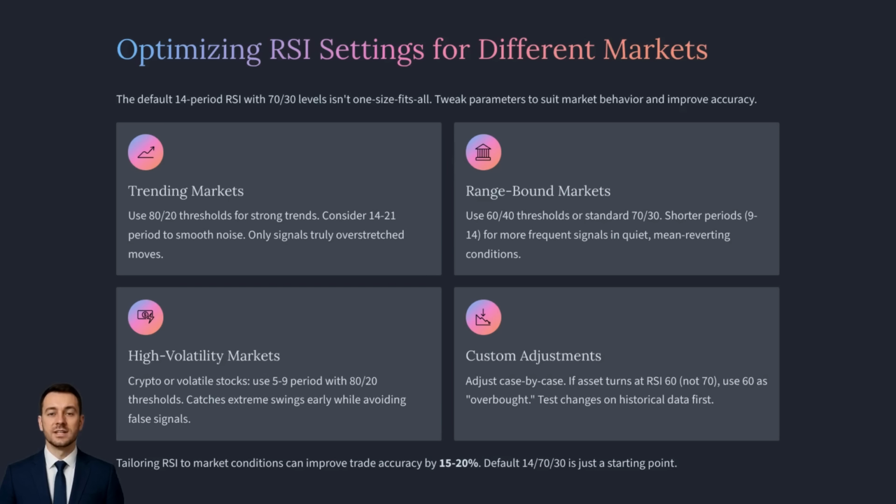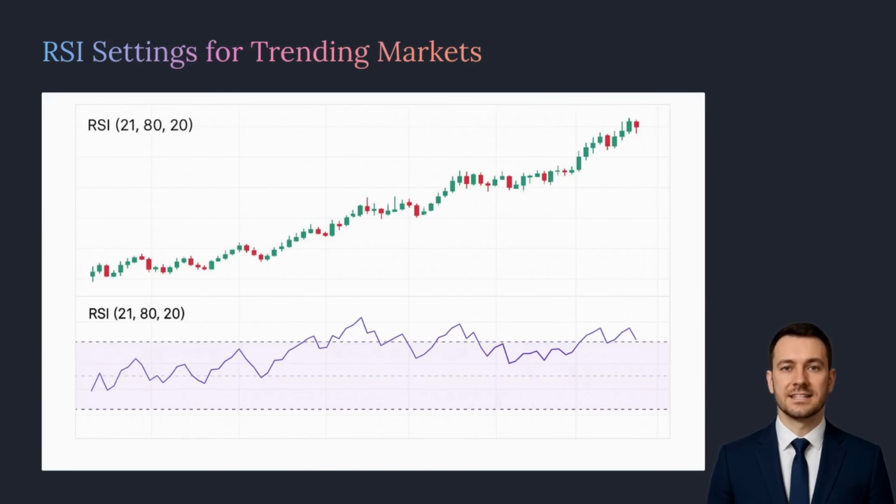The default RSI setting, 14-period with 70-30 levels, is not one size fits all. To improve accuracy, you can tweak RSI parameters to suit the market's behavior. Trending markets. In strong trends, consider using a more sensitive threshold. For example, raise overbought to 80 and oversold to 20 if a trend is very powerful. This way, RSI will only signal extremes when the move is truly overstretched.